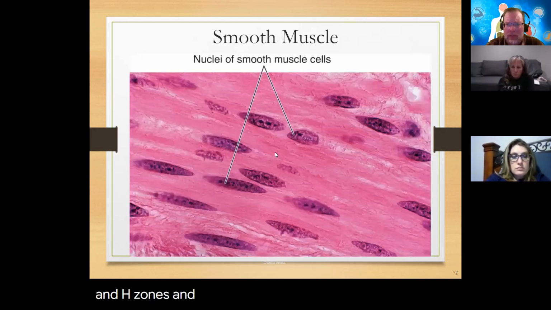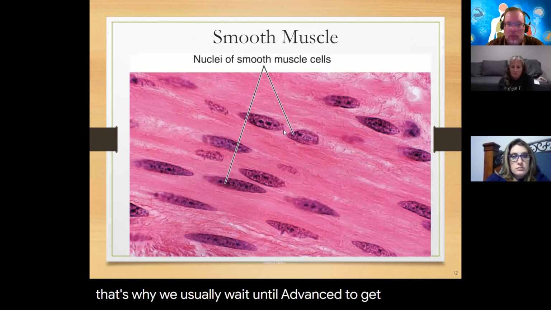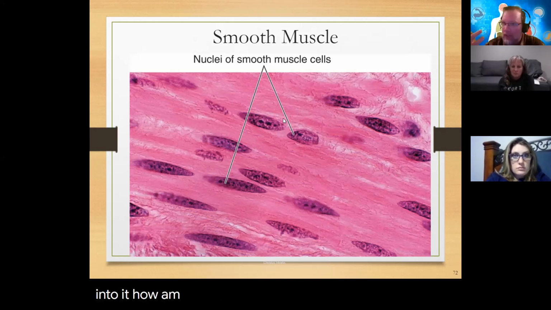And yeah, muscle cell stuff gets a little bit heavy. That's why we usually wait until advanced to get too much into it. How a muscle contracts. We'll look at a lot of that next semester.